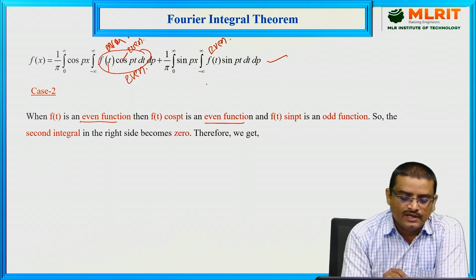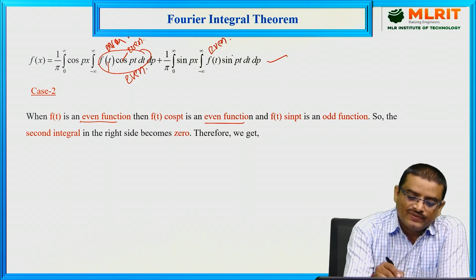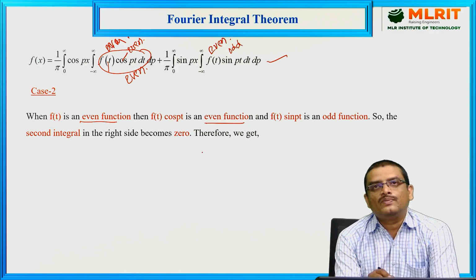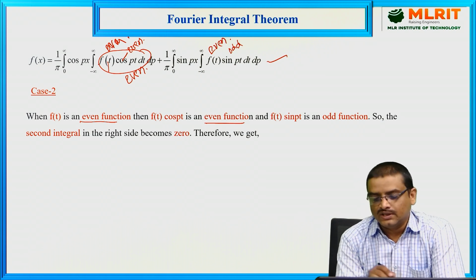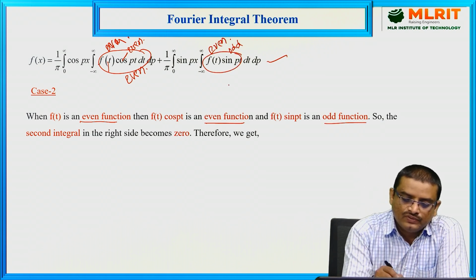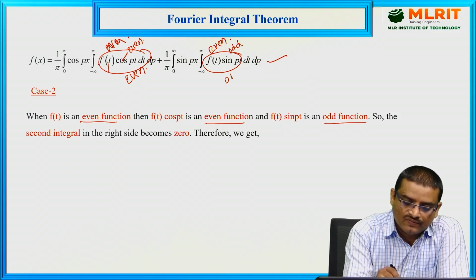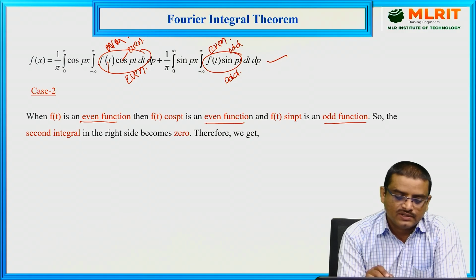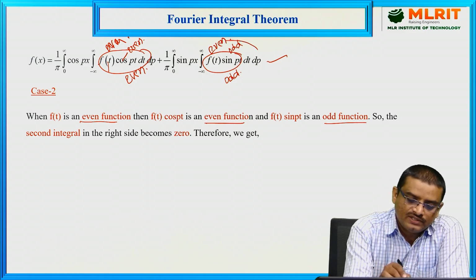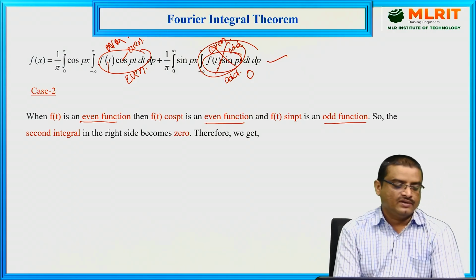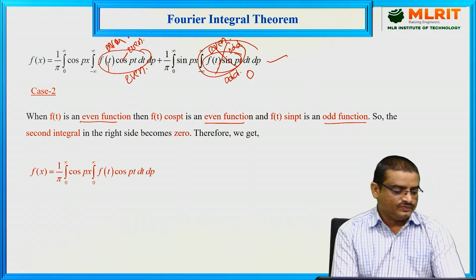Now go to the second integral. So f of t we have considered as an even function, and sin pt is an odd function. Already we know that sin is an odd function. So whenever we multiply an even function with an odd function, the resultant function, this entire function f of t into sin pt, becomes an odd function. Follow the same procedure we followed previously. So since it is an odd function, this entire integral becomes 0. We can neglect this. So you will get only the first integral here.